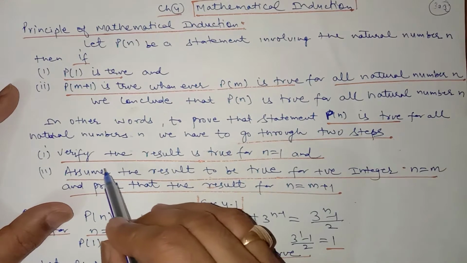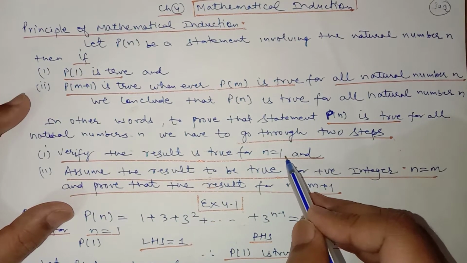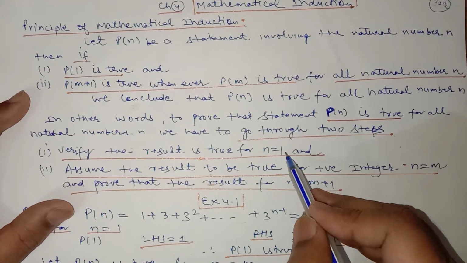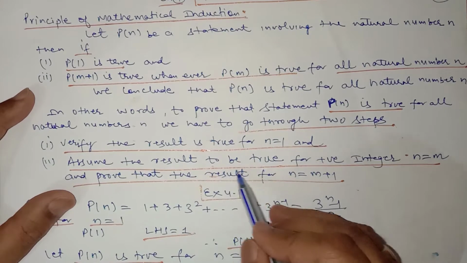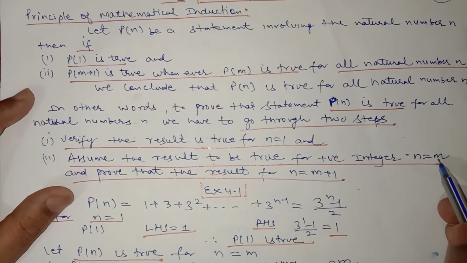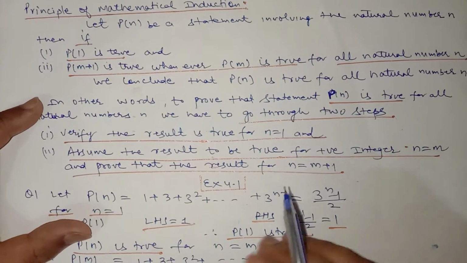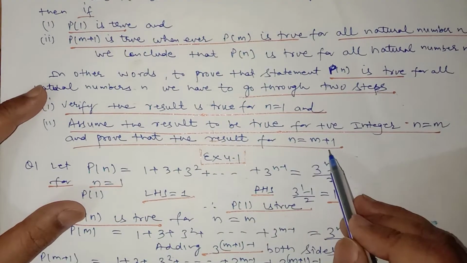First of all, we verify that the result is true for n equal to 1, the first natural number. We assume that the statement is true for the positive integer n equal to m, any natural number m. And we'll prove that the result is true for n equal to m+1.